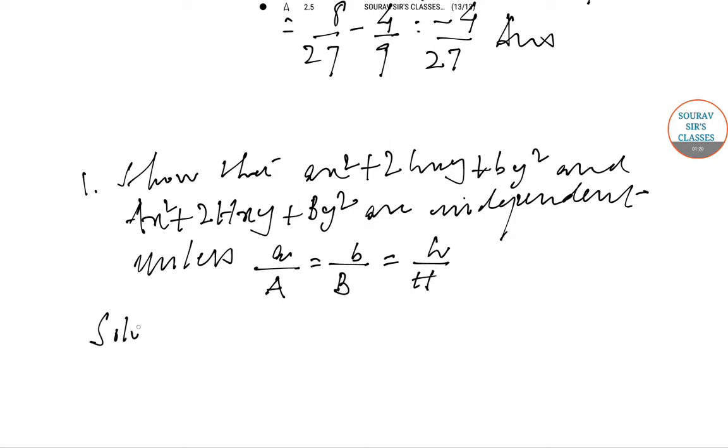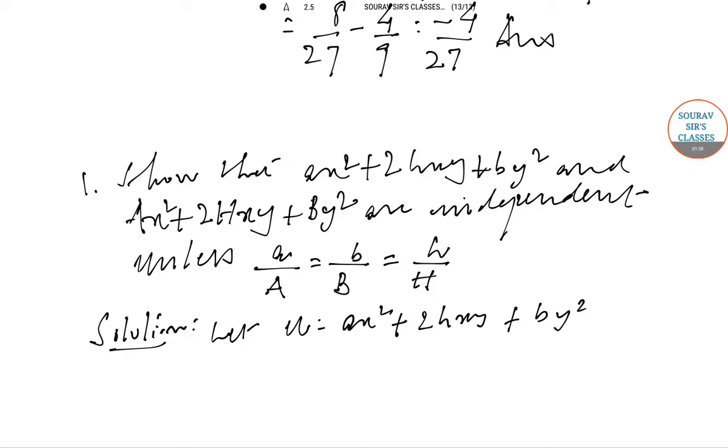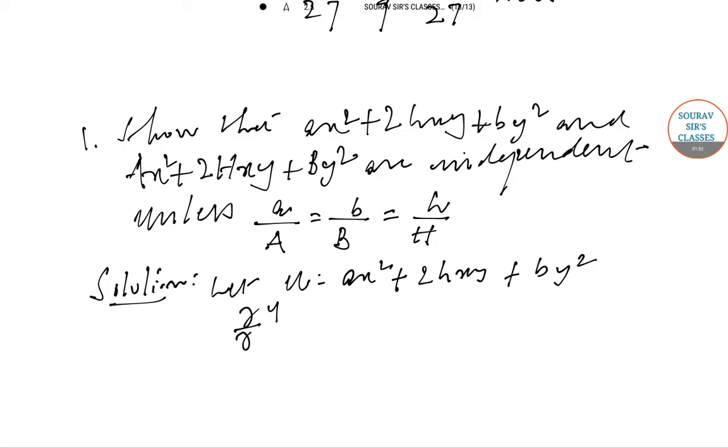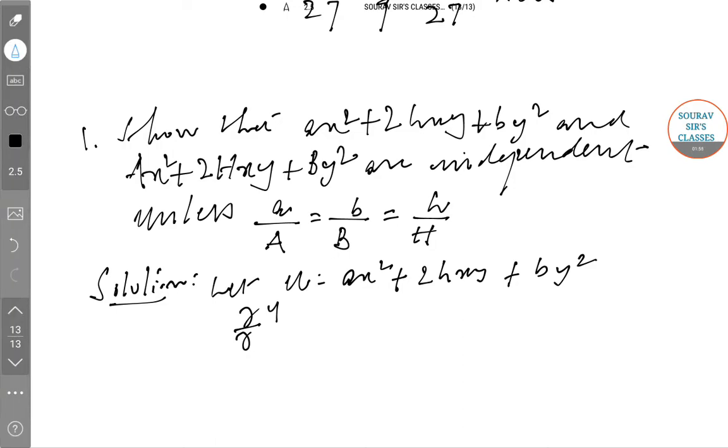Solution goes like this. Let u is equal to ax square plus 2hxy plus by square, then du by dx, let's go ahead. So we have u is equal to ax square plus 2hxy plus by square.